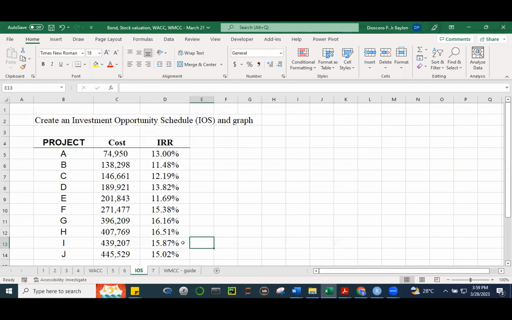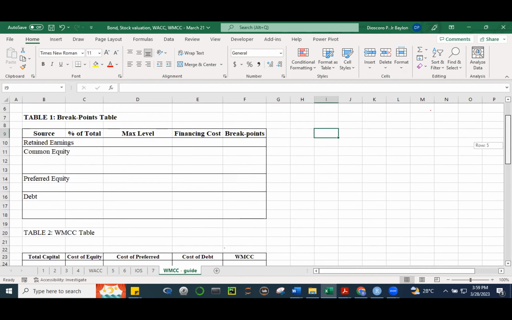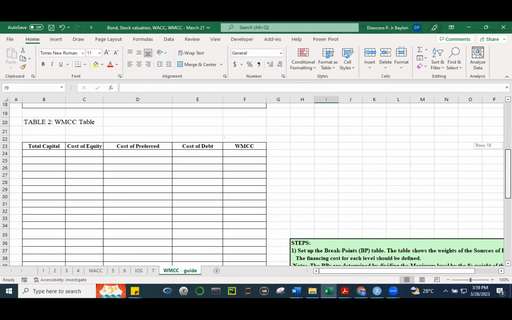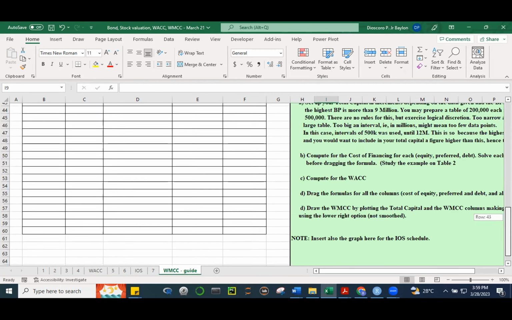And then we're going to look at investment opportunity schedules. We're going to use the IRR, internal rate of return, and then the weighted marginal cost of capital. Okay, so I think on Friday, we'll be able to complete this. Okay? All right, any questions?